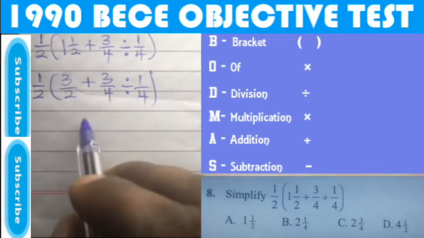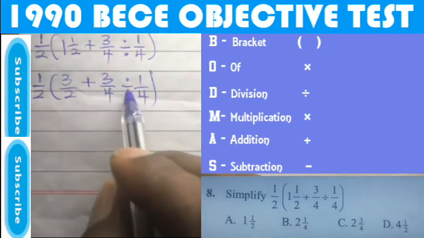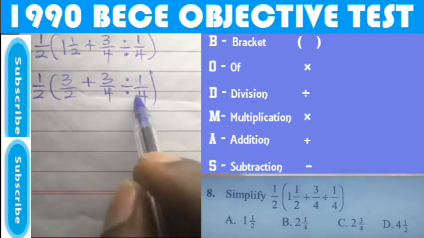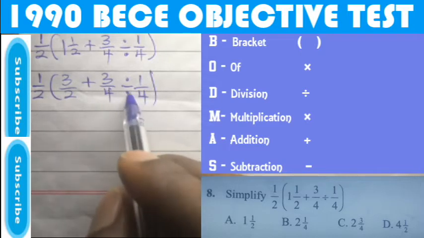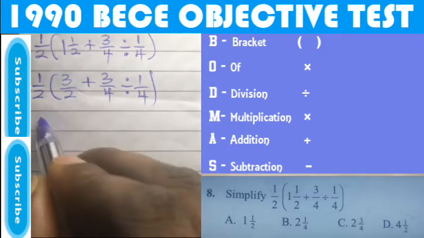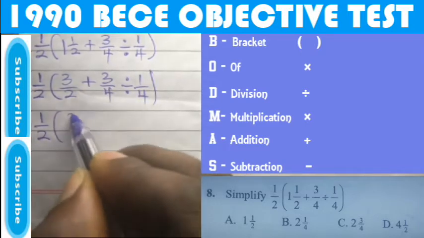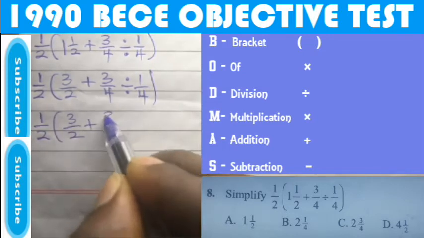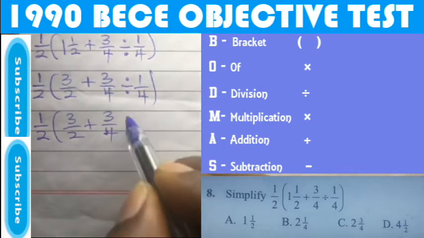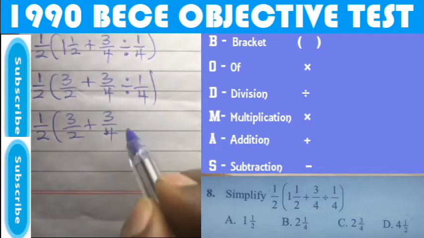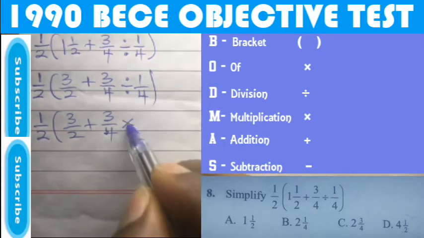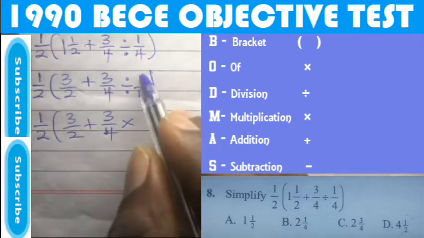So the ones in the brackets, we have addition and then division. So by BODMAS, we have to divide first. When we are done, then we add the result, or the quotient, to 3 out of 2. So let's rewrite this whole thing again: 3 out of 2 plus 3 out of 4. That's how we divide. The division sign changes to multiplication. Then 4 goes up, 1 comes down.